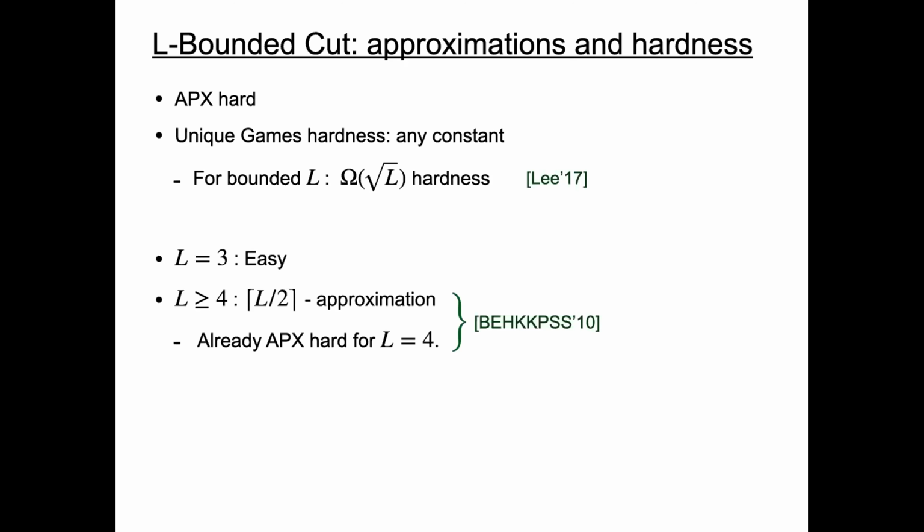Both of these results are due to Baier et al. And also the unique games hardness of 4 over 3, that's the hardness of getting an approximation better than 4 over 3, also starts at L equals 4. This was not explicitly mentioned in the Baier et al. paper, but we observed that this follows from their reduction. So that's what we had so far.